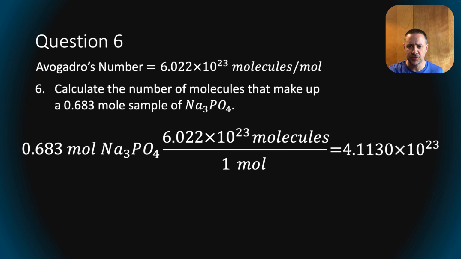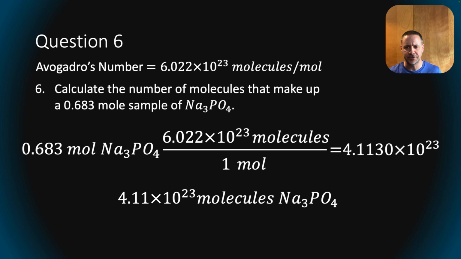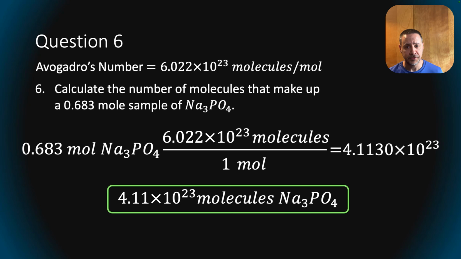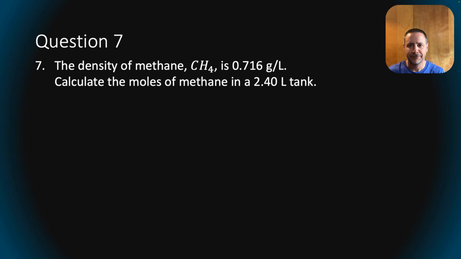My final answer is 4.11 times 10 to the 23rd molecules of Na3PO4. That's what I found and what was asked for. Nice. Well done. But I still have another challenge for you. Here's a hint. Every question in this video required a single-step dimensional analysis conversion. This one takes 2. Give it a try.